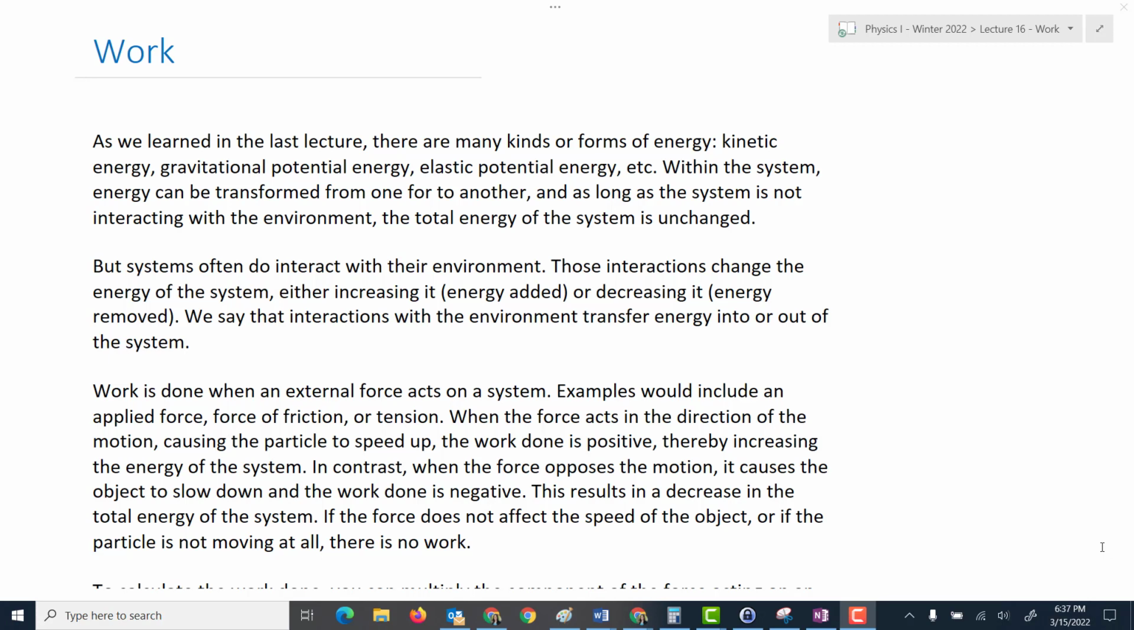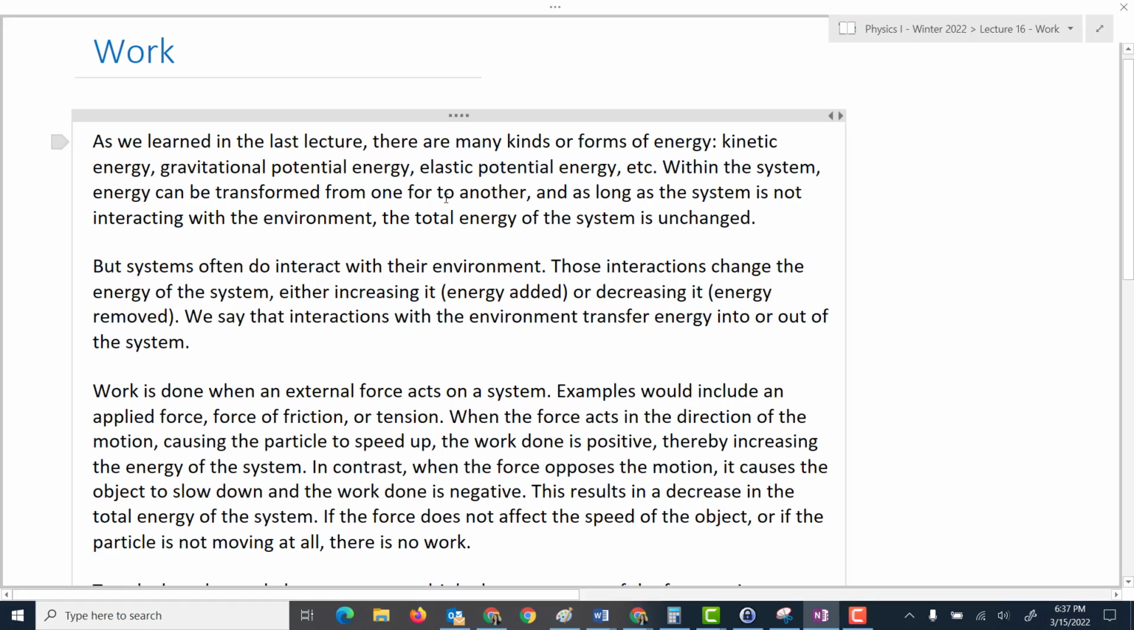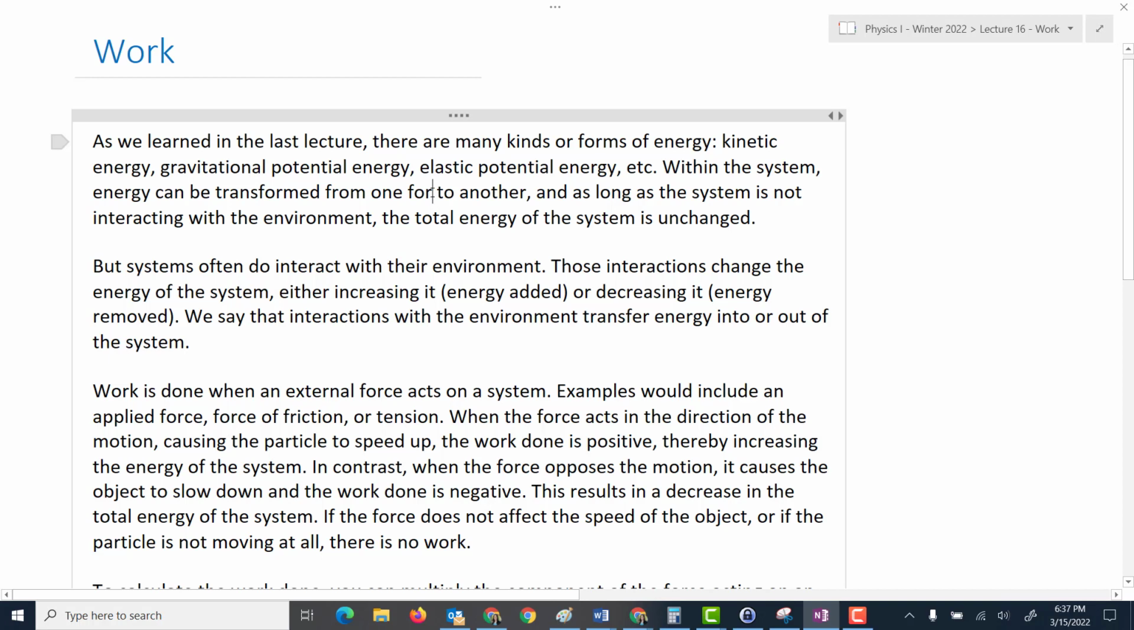And within the system we learned that energy can be transformed from one form to another as long as the system is not interacting with the environment. The total energy of the system is unchanged. Okay, so if there's no external forces acting on the system, then we can say that the total energy initial equals the total energy final.